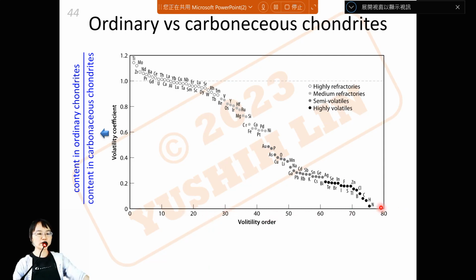This is the volatility of different elements. With higher order, you see nitrogen, hydrogen, carbon. They are very volatile. This is the volatility coefficient. This means the content in ordinary chondrite versus the content in carbonaceous chondrite. This figure shows you how depleted ordinary chondrite is in terms of volatile content compared to carbonaceous chondrite. However, since this volatile material can be found in carbonaceous chondrite, this material should have been there in the solar nebula. But it's gone in the ordinary chondrite. There must be some reason for that.